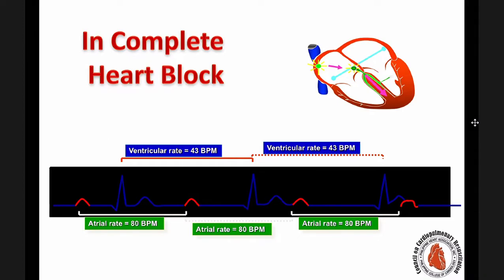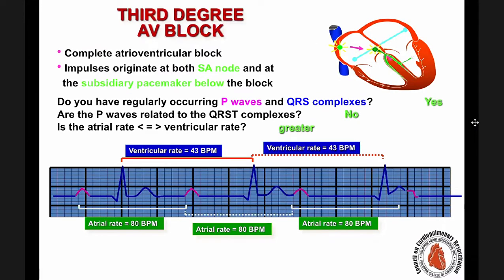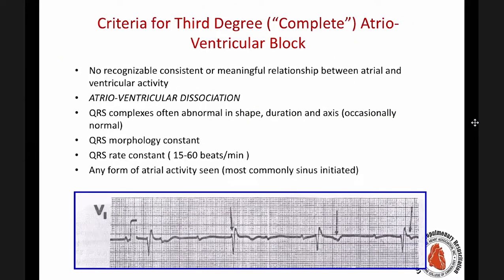It's completely dissociated. So complete AV block, the impulses originate from both the SA node and a subsidiary pacemaker below the block. And that's why there is a P wave. And that is also the reason why there is a QRS complex, but they are completely dissociated. So one criterion for a third-degree AV block is atrioventricular dissociation. Okay?